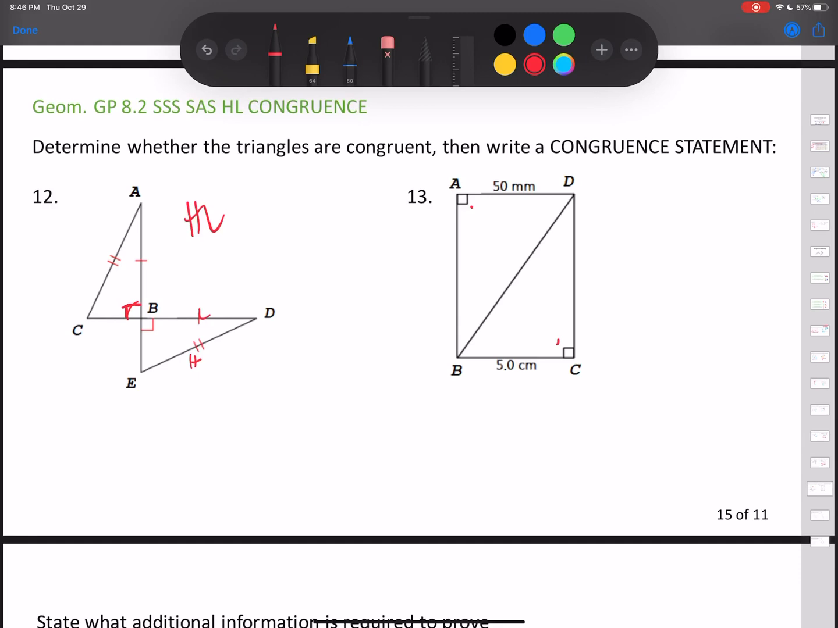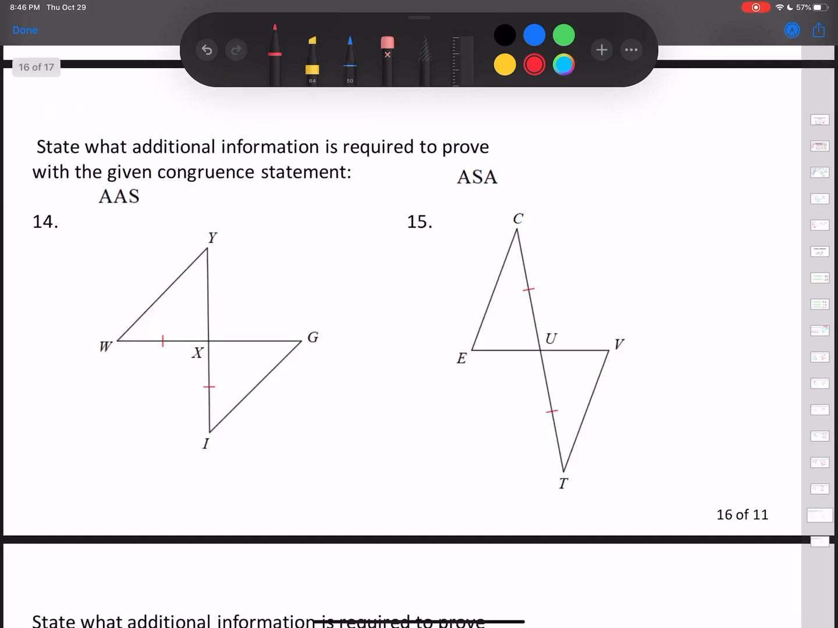But check this out. I kind of got tricky here. I gave something in the units of millimeters and something in the units of centimeters. And that's totally okay, because I can convert those and notice that those 2 are actually the same as well. And I have a shared side. That shared side is the hypotenuse. So that's hypotenuse leg.